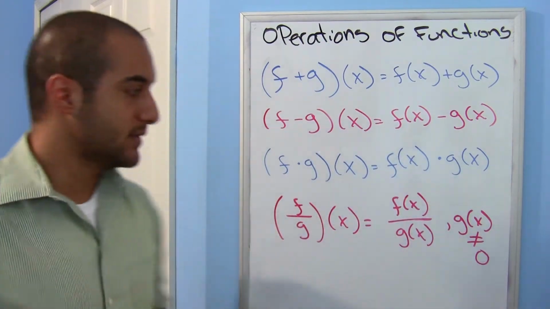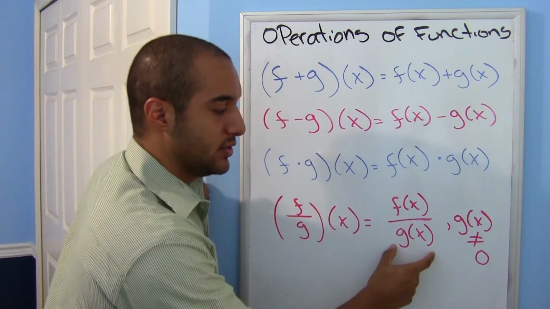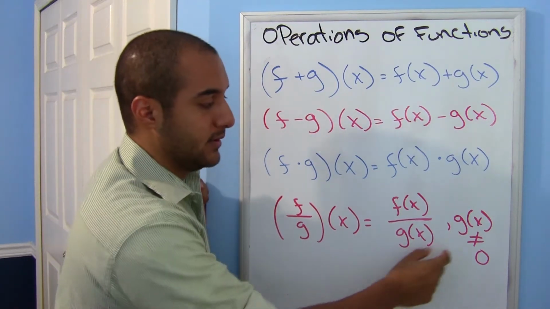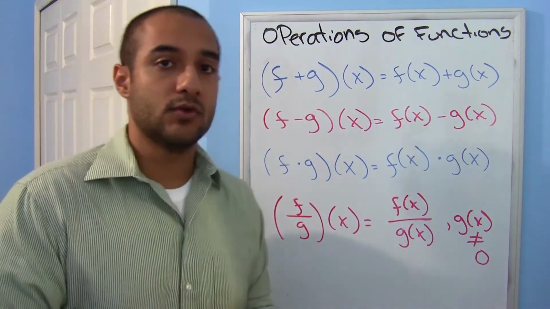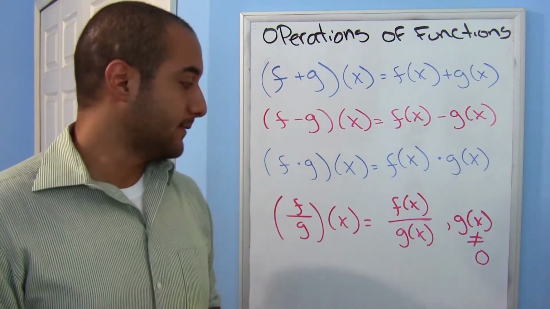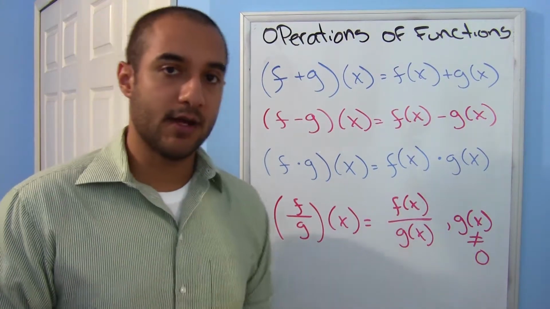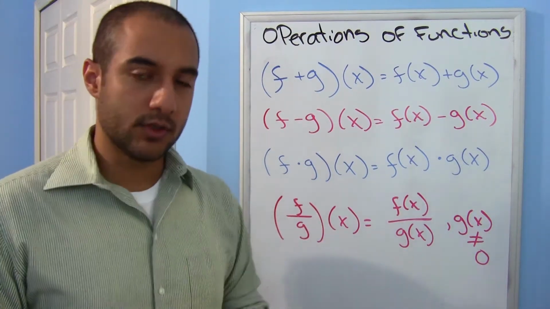Now, notice that this is very important. g of x cannot be 0. Whatever your denominator is, it cannot be 0. So we always test that to see where this is not possible. Okay, let's go ahead and see what we can do.